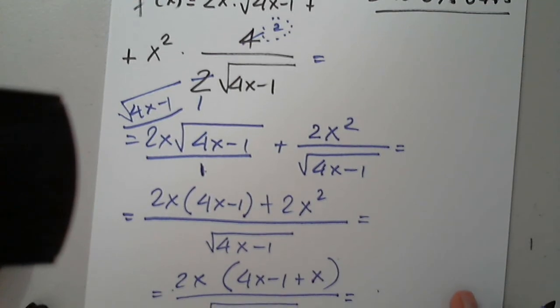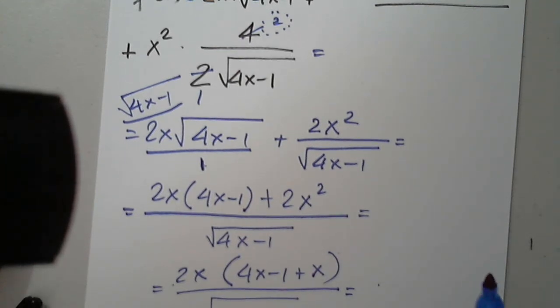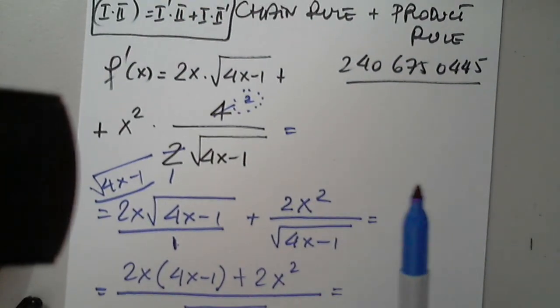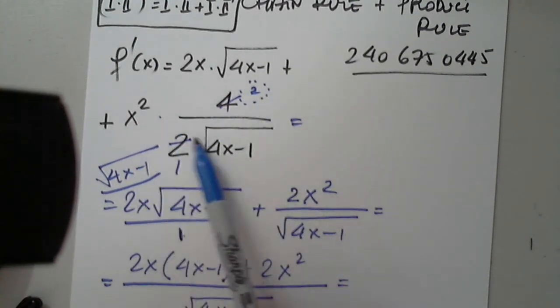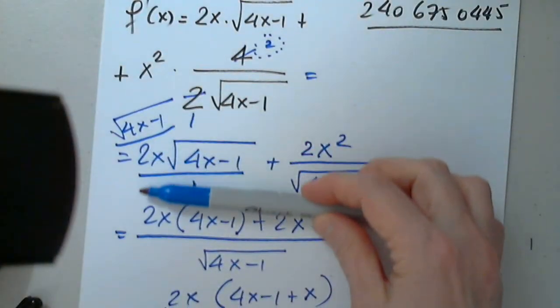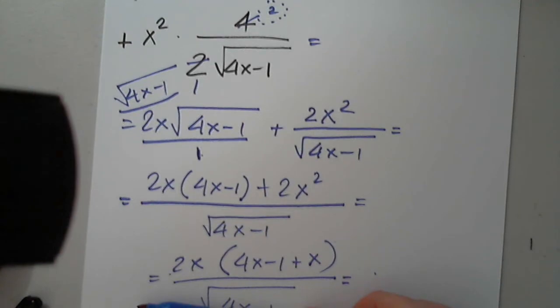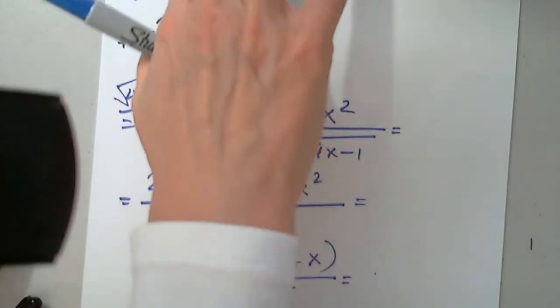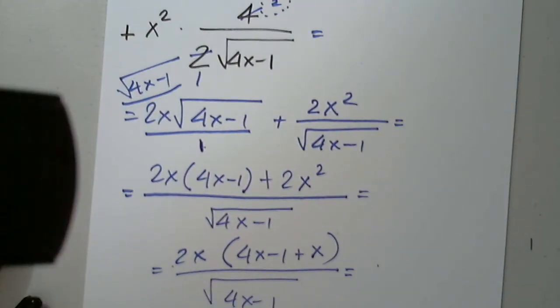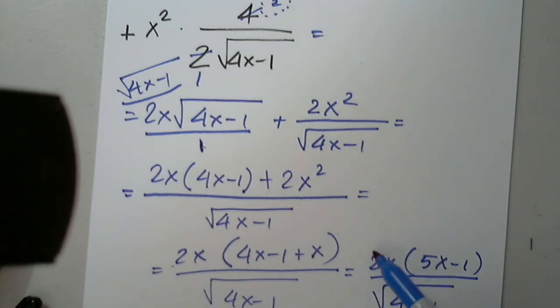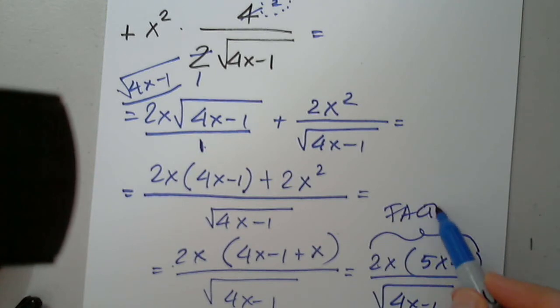And I just had a study group, and one student said, well, here's why calculus is so much easier. You're done. All these are just algebra. All these steps are algebra. Okay, so 2x, and this is 5x minus 1 over the square root of 4x minus 1. Remember, we want the numerator to be factored.